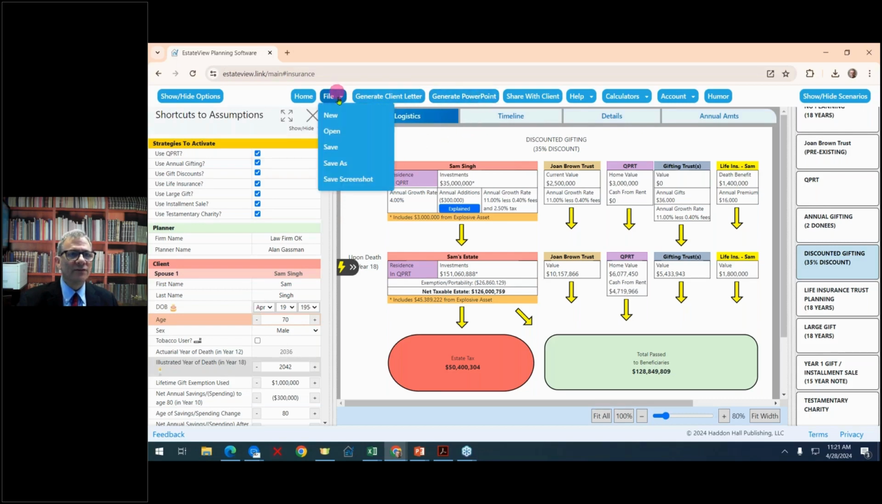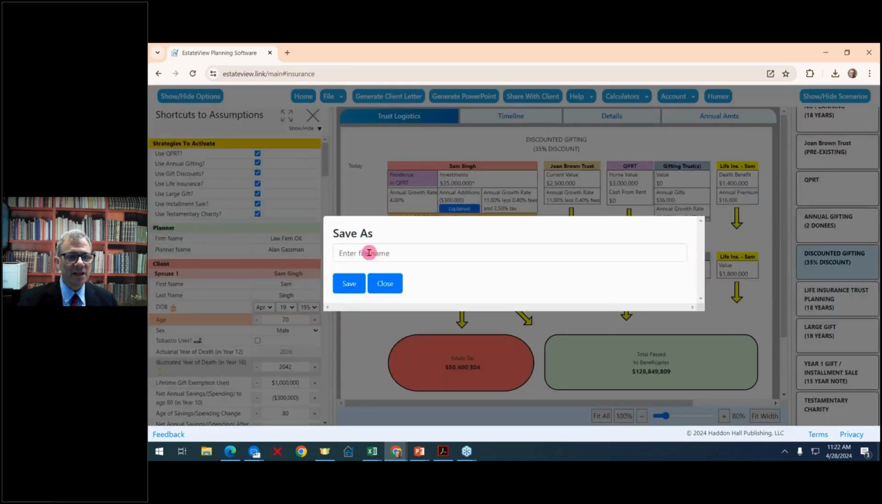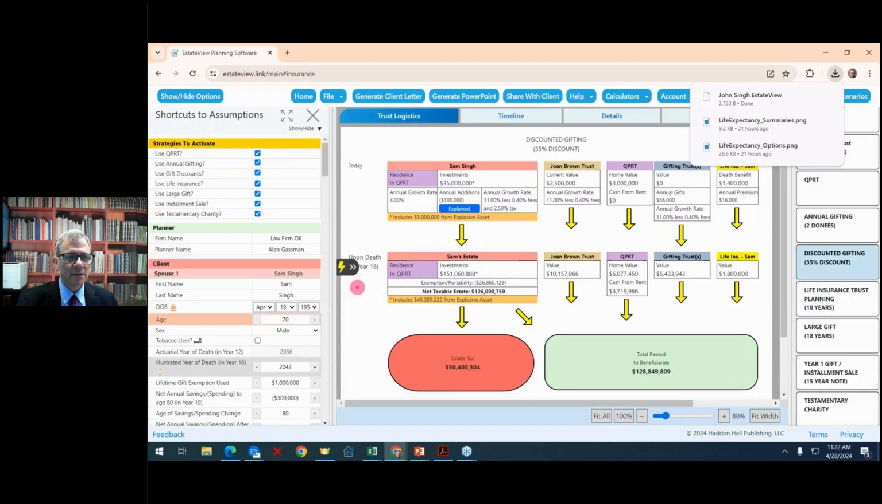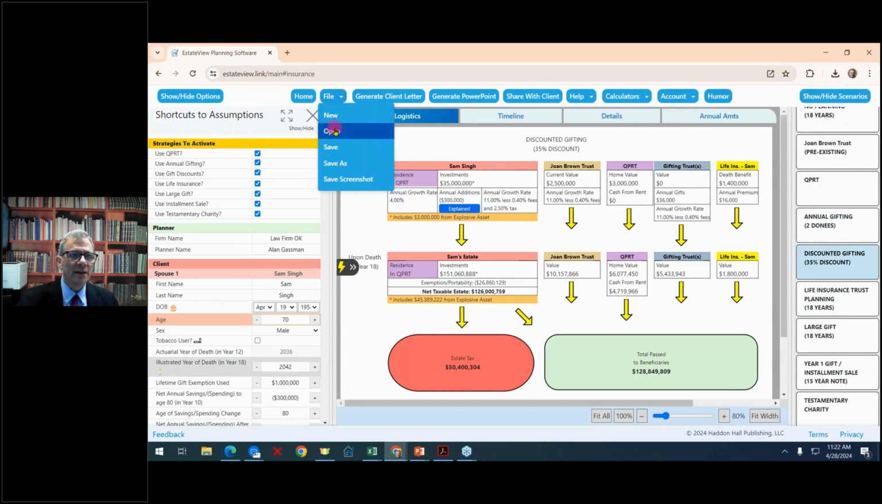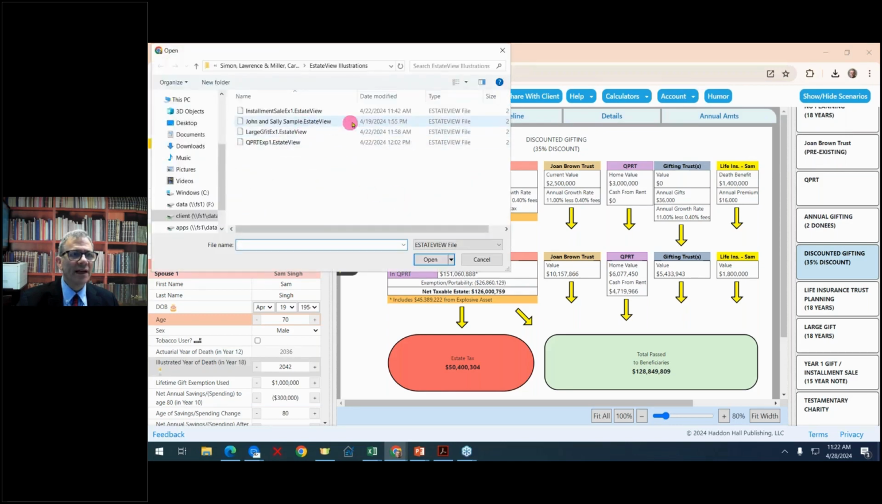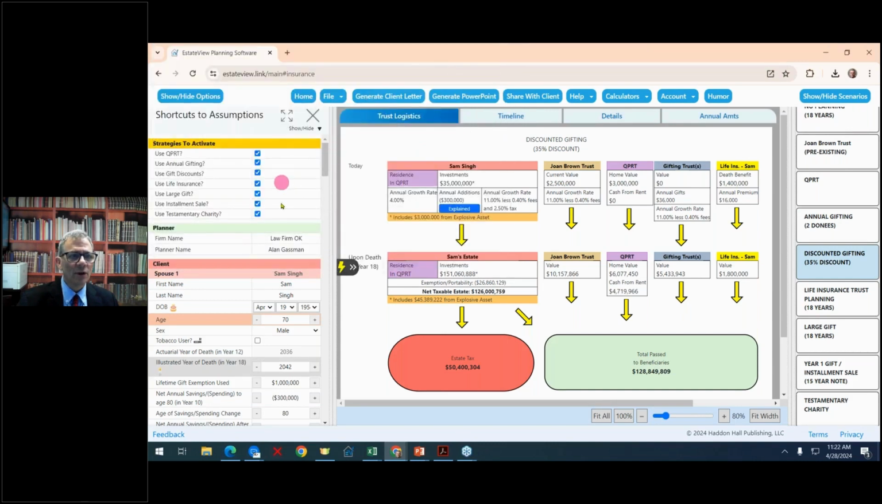Now, I can go to File and Save As. Click File, Save As, put in the client name, John Singh, click Save, and now this is saved to my computer. So the next time I come back to my computer, I can go to File, Open, and I will find the John Singh item in my computer. I'll click on it, and it'll automatically open all of those inputs.